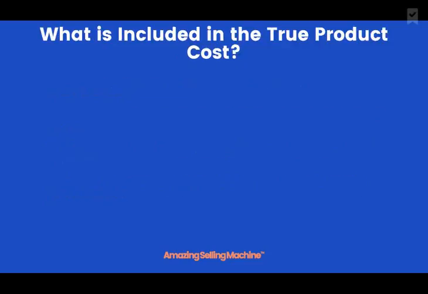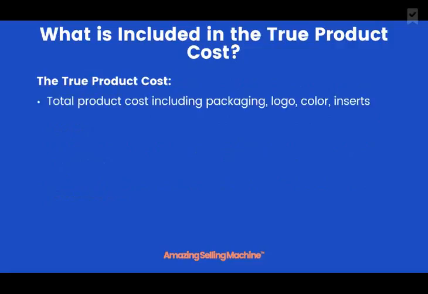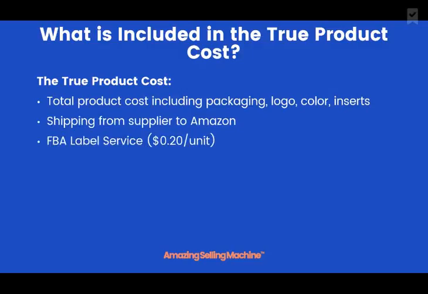So what's included in the true product cost? Well, it includes the total product cost from your supplier, also including packaging, logo, color, and inserts. Basically anything that you'll pay your supplier for that product. It also includes shipping from the supplier all the way to Amazon, and then an FBA label fee of 20 cents per unit. Let me quickly show you how we're going to be tracking this on our product opportunity spreadsheet.